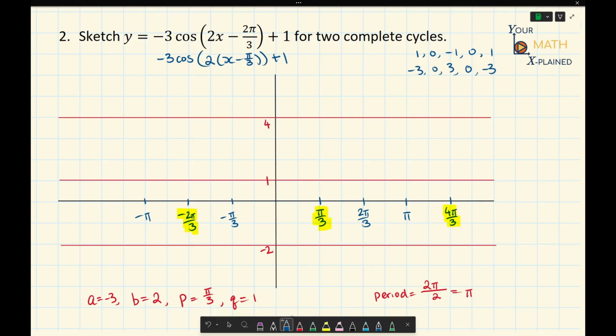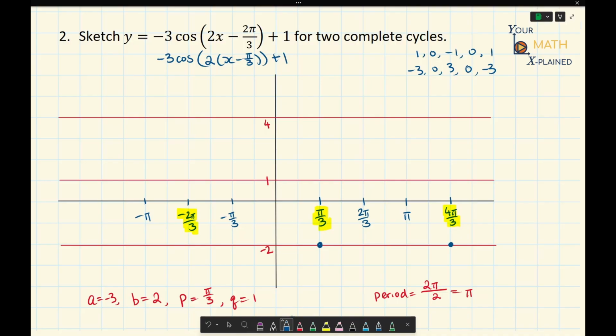So now starting at pi over 3, that's going to be negative 3, which means we go 3 units down from the midline. So that'll be right down here. And then we know that since we have one full rotation ending at 4 pi over 3, that means we're going to be right over here. This is where we end our cycle.